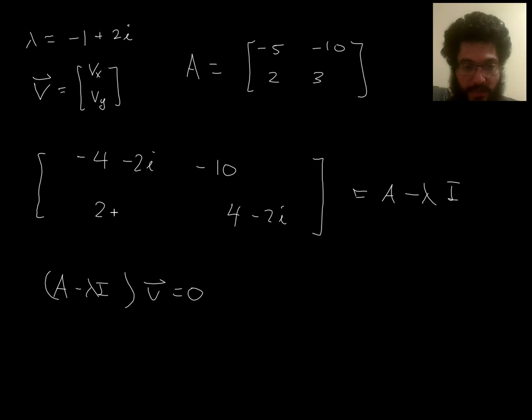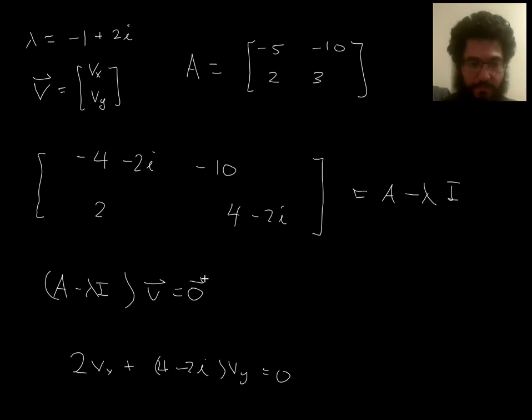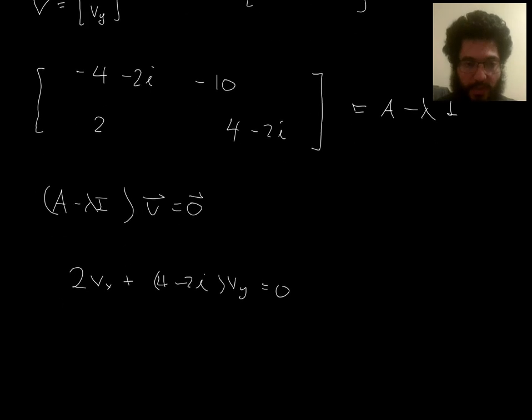So I see smaller numbers. I don't like this 10. I see smaller numbers in the second equation. I'm going to go for that one. The second equation will be 2vx plus (4 minus 2i) vy equals 0. So that's the second equation. And then just find anything that satisfies that.